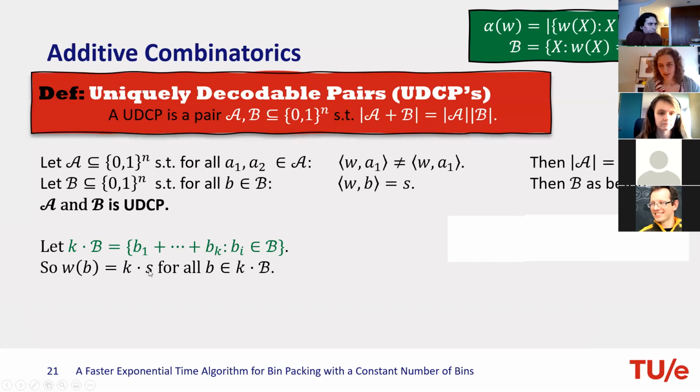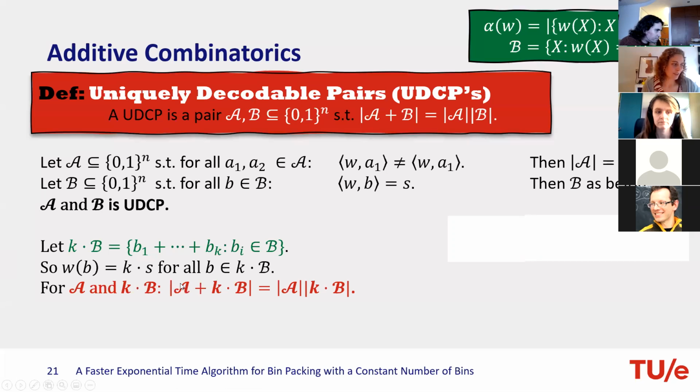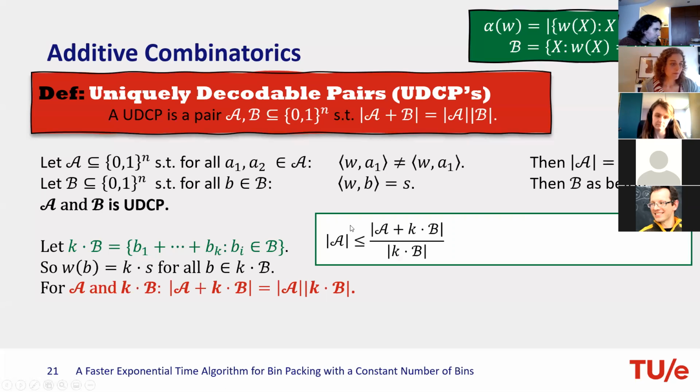And remember the argument that I showed earlier, now a and k times b are also kind of UDCP. So I also know that the size of a plus k times b is equal to the size of a times the size of k times b, just by exactly the same argument that I had before. So now I can say that the size of a is smaller or equal to the size of a plus k times b divided by k times b.